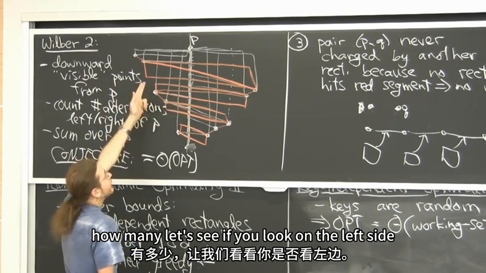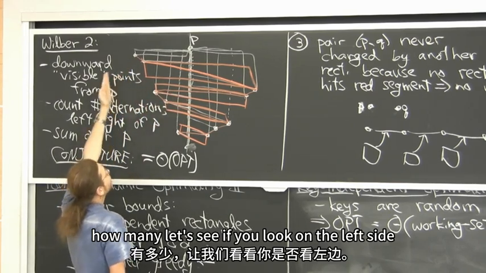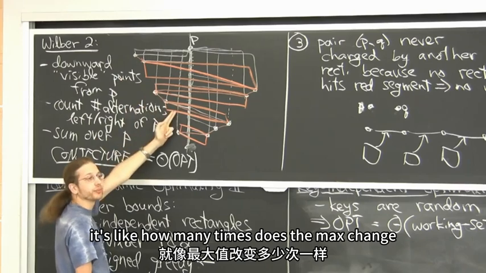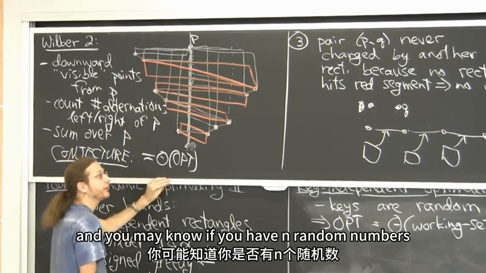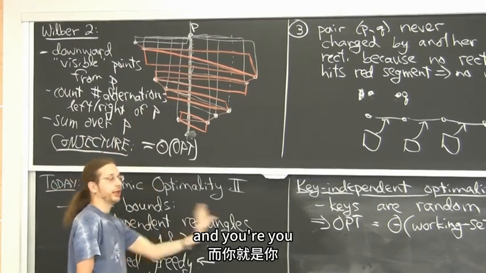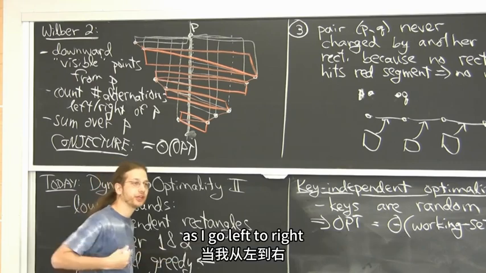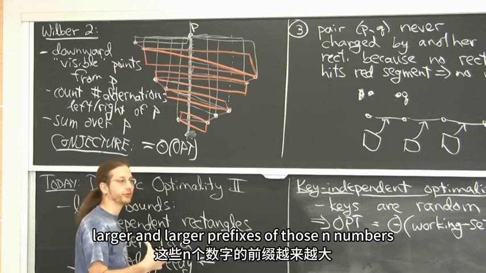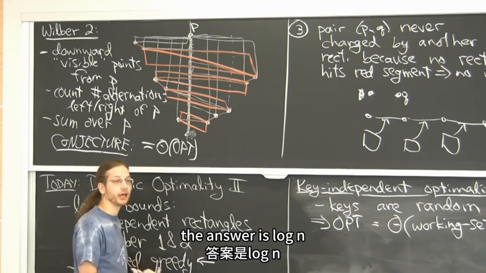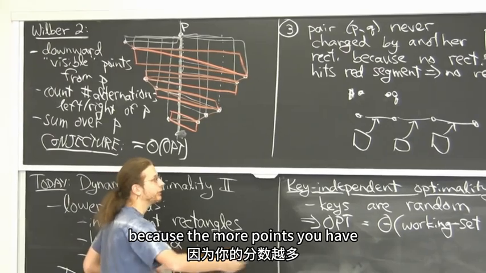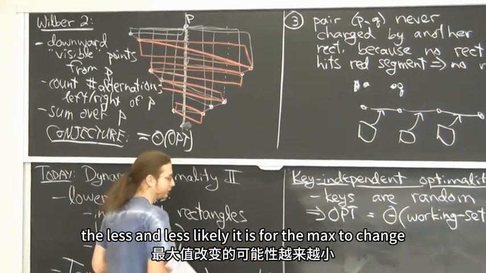How many times, if you look on the left side, does the max change? You may know that if you have n random numbers and you want to know how many times the max changes as I go left to right, taking larger and larger prefixes of those n numbers, the answer is log n in expectation. Because the more points you have, the less and less likely it is for the max to change.